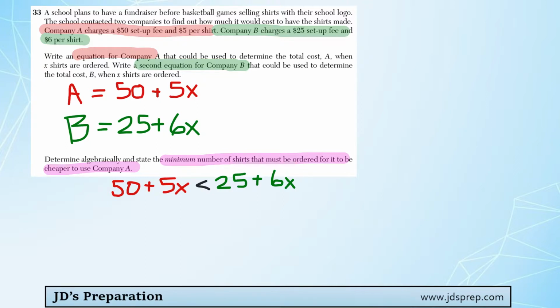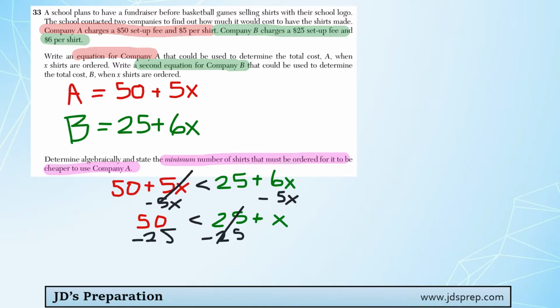So I'm going to start by subtracting 5x from both sides. Since we have an x term on both sides, it will be our good first step. Now we'll have 50 is less than 25 plus 1x. I'll just write that down as x. All right, now this actually isn't too bad. Now just to get x completely by itself, we just need to subtract 25 from both sides. That's going to cancel that out. And then we're going to have x on that side. And on the right side, 50 minus 25 is 25.